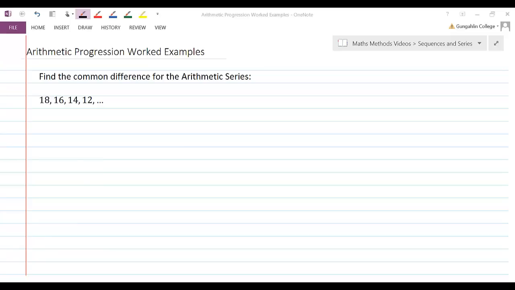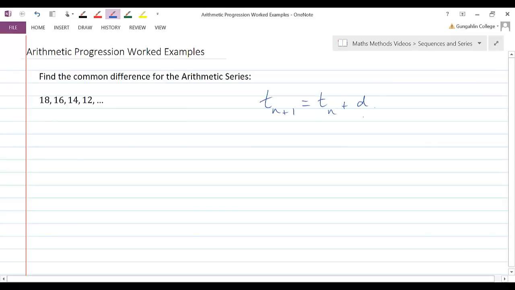It's a fairly straightforward one. It asks us to find the common difference for this arithmetic series that we've got here. To do this, we are essentially using the recursive definition of an arithmetic sequence. If you remember, the recursive definition says Tn plus 1 is Tn plus the common difference. In other words, the next term is equal to the current term plus whatever that difference is.